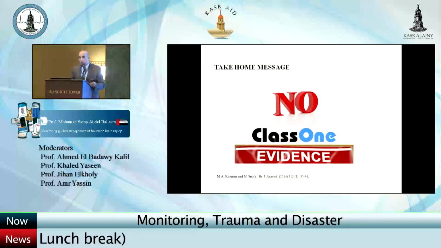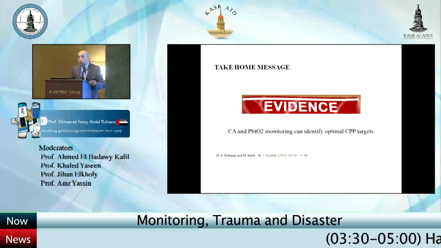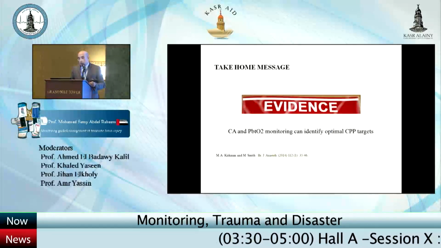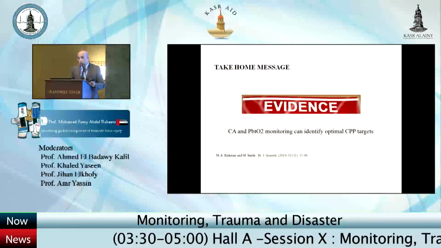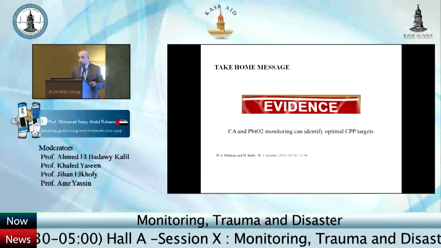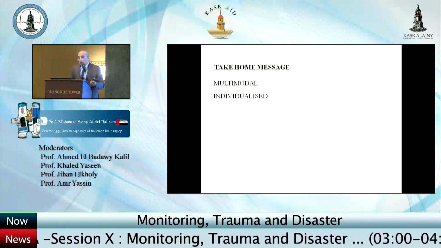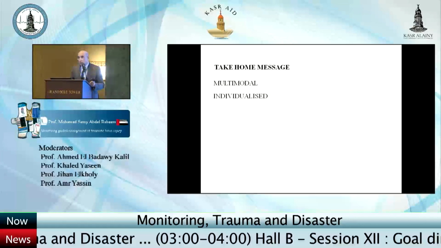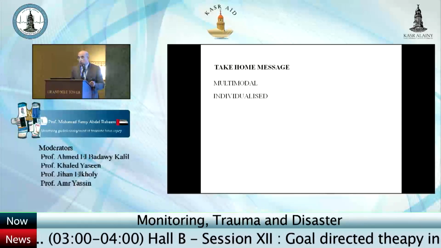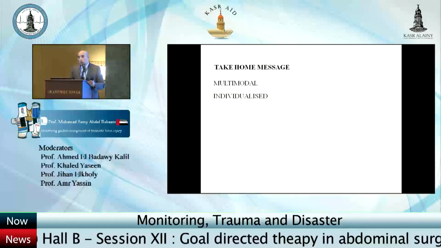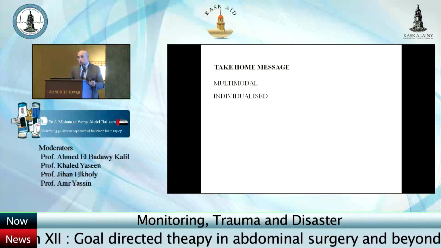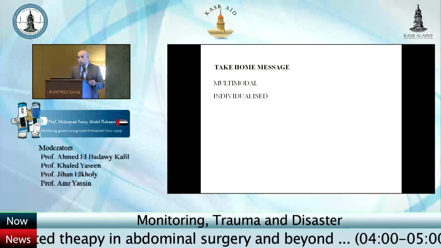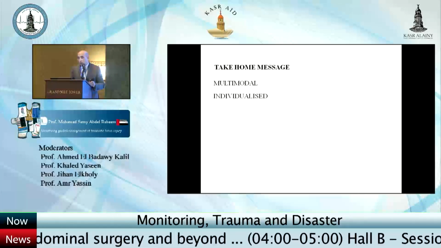So the take-home message in brief is that there is no class 1 evidence to tell us how to intervene in these cases. However, there is evidence that cerebral autoregulation and brain tissue oxygenation monitoring can identify optimal CPP targets. And also, we have to use multimodal monitoring, because there is no single monitor that can tell us what's going on in the brain or what to do. And more importantly, we have to individualize these. We shouldn't be using target ranges because everyone behaves in a different way.